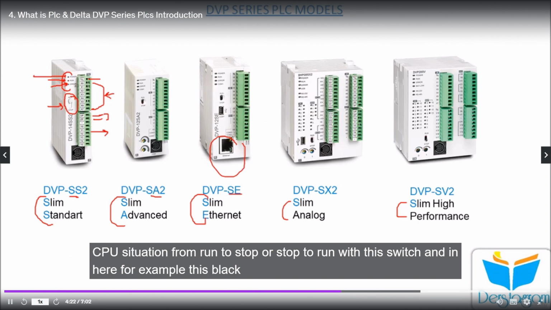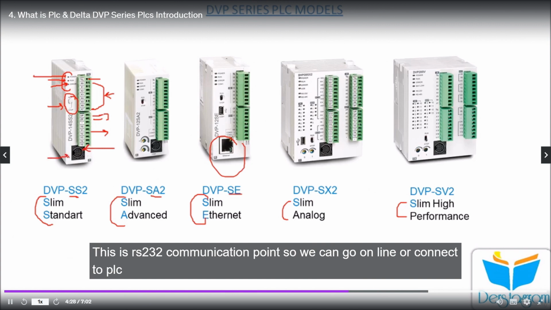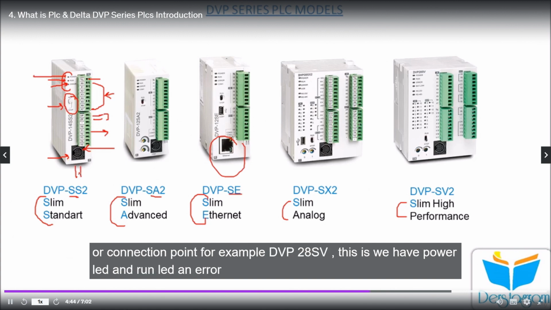Here, for example, this black circular area is the RS232 communication point. So we can go online or connect to the PLC with our own computer from here, and under the PLC you are going to see the RS485 communication socket or connection points.